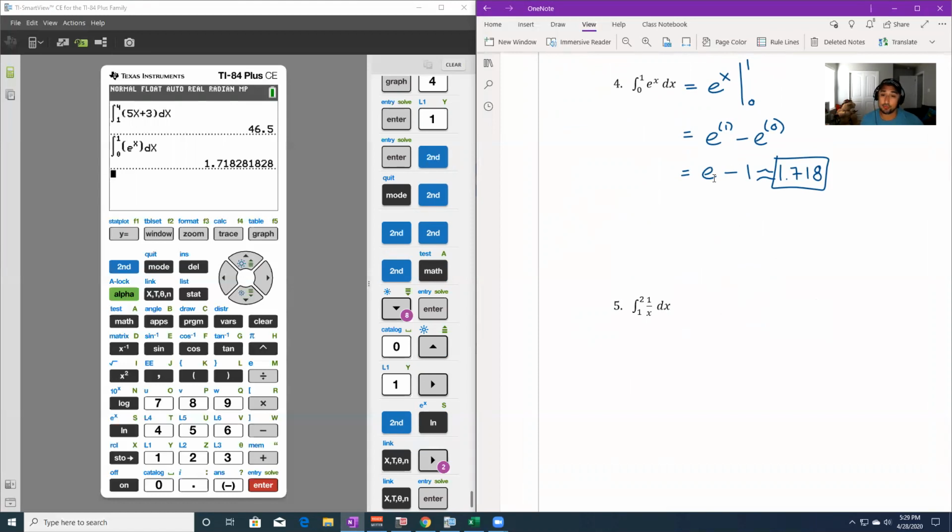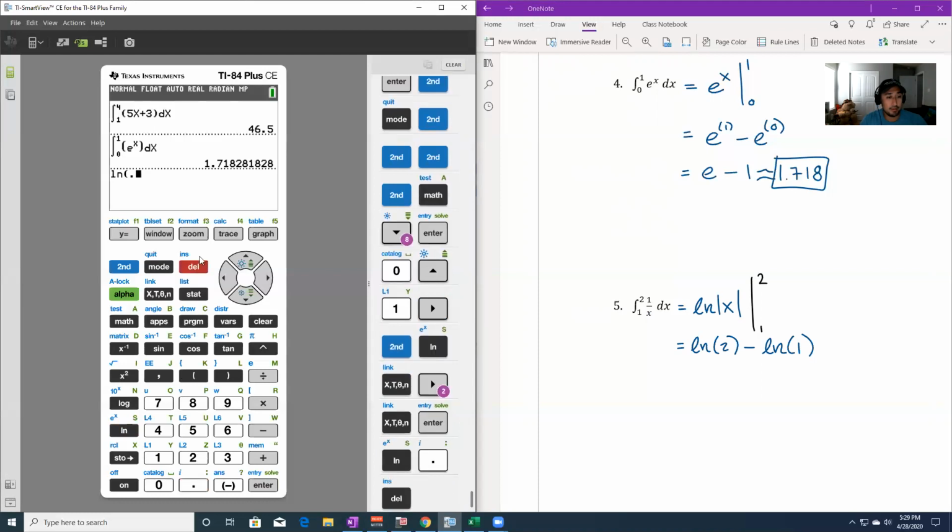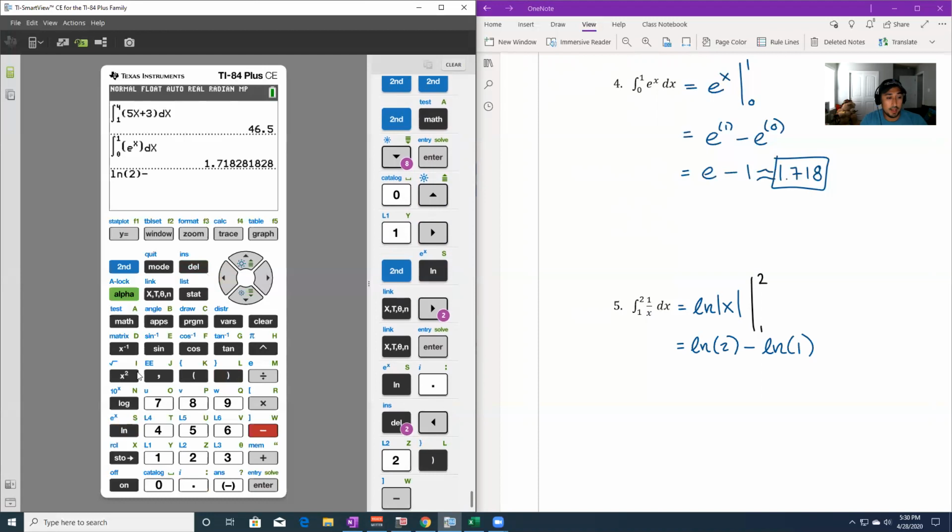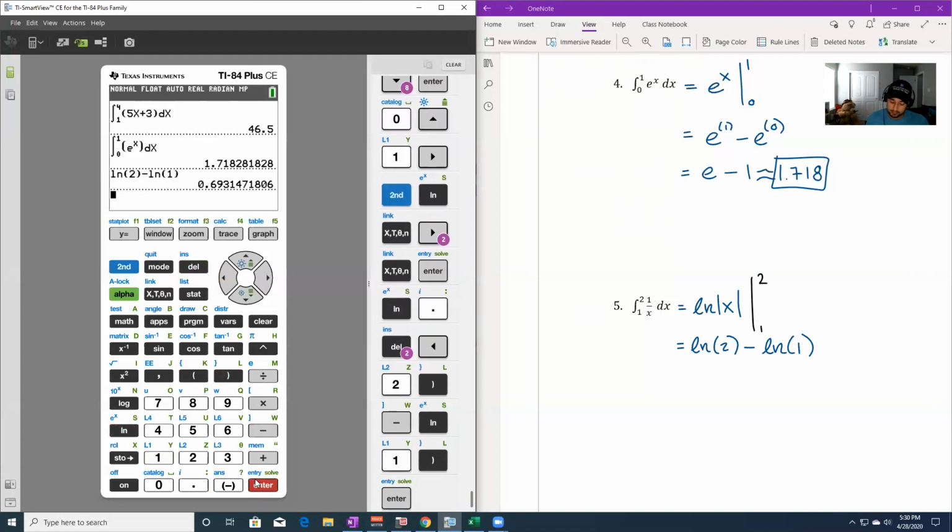Okay. 5. The integral from 1 to 2 of 1 over x. The antiderivative of 1 over x is the natural log of the absolute value of x. So we're going to get the natural log of the absolute value of x evaluated from 1 to 2. So I'll get natural log of 2 minus natural log of 1. Fair enough. I can type that in here without even having to do the derivative. Natural log 2 minus natural log 1, which is just 0. I get 0.693.